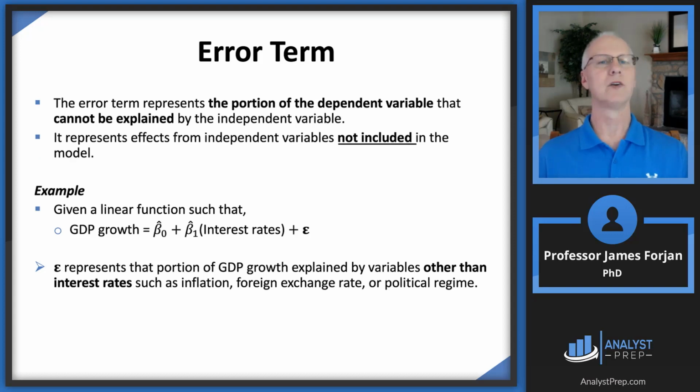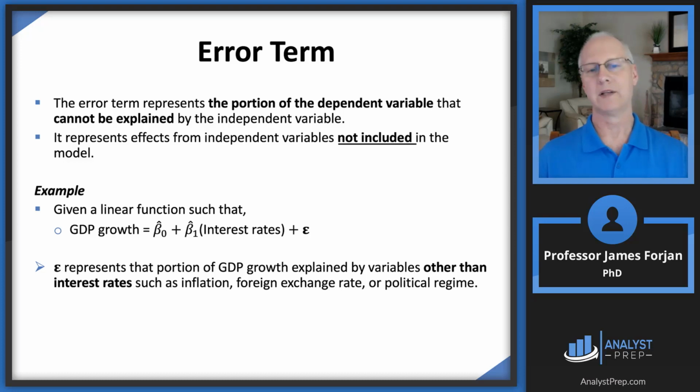Here, getting back to the error term, it represents the portion of the dependent variable that cannot be explained by the independent variable. In other words, it represents effects from the independent variables that are not included in the model. At some point, we'll talk about model misspecification, and it's clear that this is a linear regression, whether it's simple or multiple regression, and you can't really have thousands of variables over there on the right-hand side of the equal sign. So remember, this is not a perfect model, but it's a pretty good model.